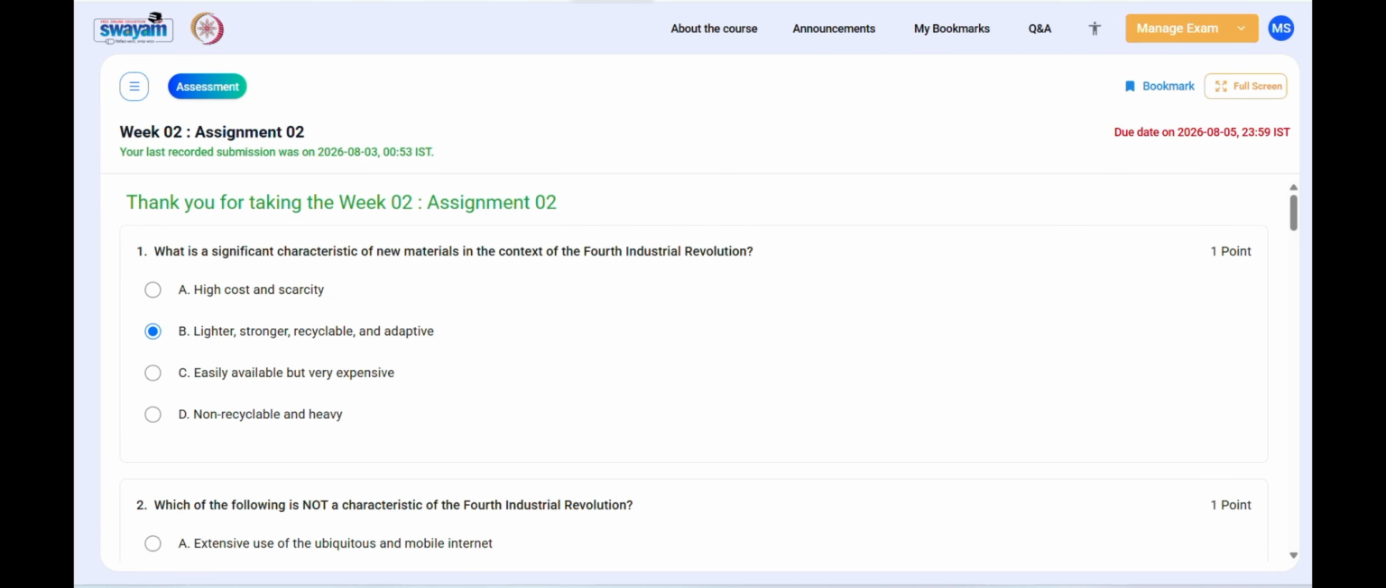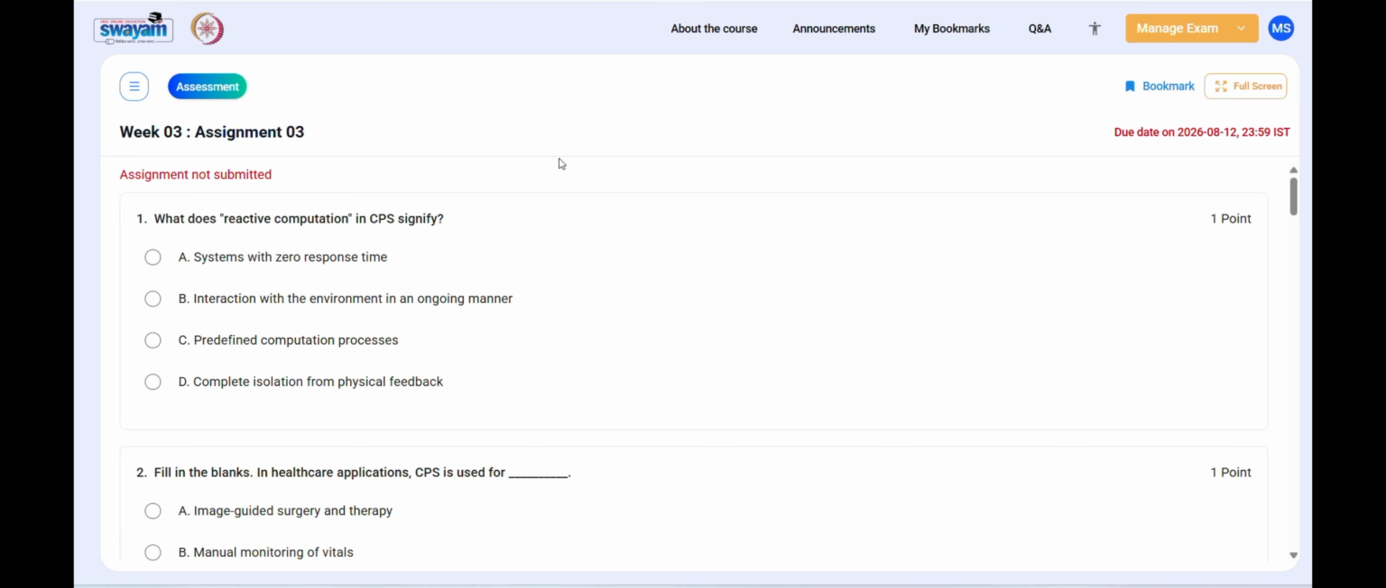So guys, after week 2nd, we come to week 3rd. In the first question: what does reactive computation in CPS signify? So option B is correct: interaction with the environment in an ongoing manner.